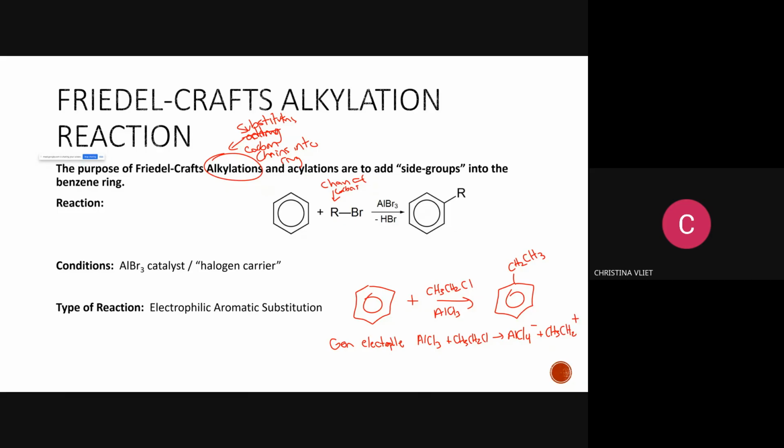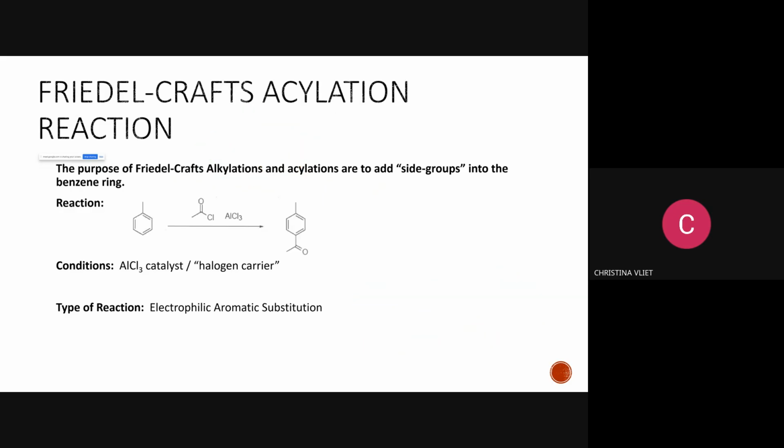Okay, ready? Acylation, same thing, but instead of adding a carbon chain, you are now adding a carbonyl group into the ring. And so how does this look? This is another reaction that's an electrophilic substitution. This is if you have an acyl chloride, so something like this, and you've got that catalyst.